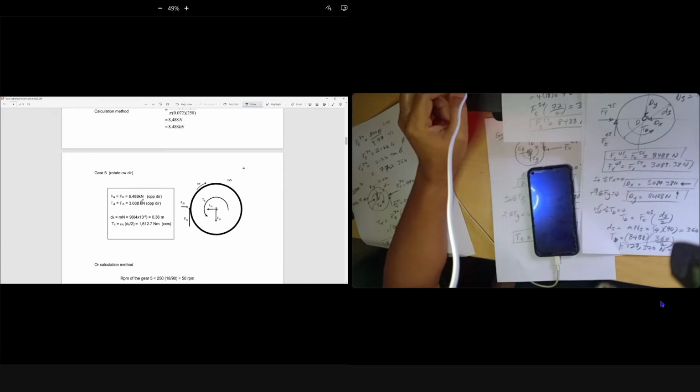3088, betul. 8488. Kenapa ni, one ini pelik ni. Module 4 mm times diameter is 90, 360. Betul tak? Betul tak?